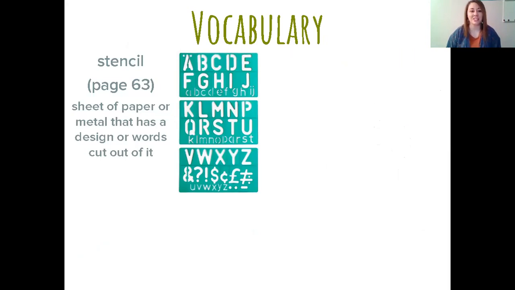So the first one is stencil. Hopefully that's pretty easy. So that's like a sheet of paper or metal that has a design or words cut out of it. So like you can trace through on the stencil. So I included a picture of stencils of the alphabet.